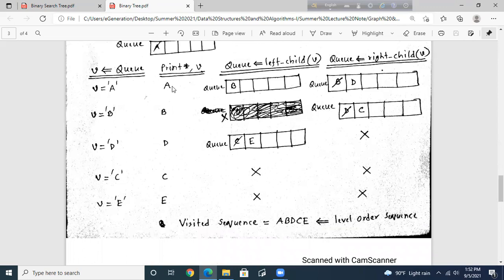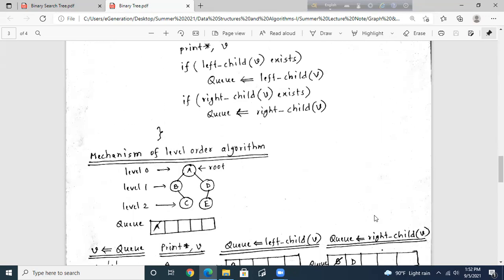So now you have to look at the printed elements. At first I have printed A, then B, then D, then C, then E. So I have written the order: A, B, D, C, E. That I have written here. This is the level order sequence, dear student.